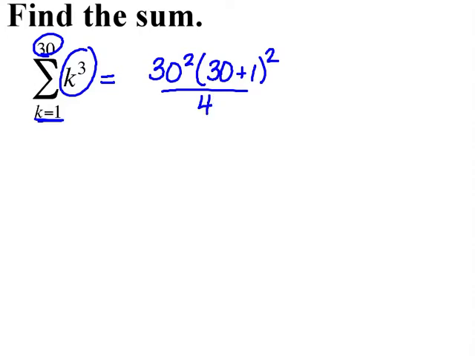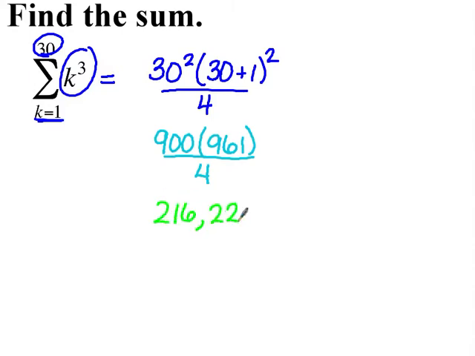Now all we need to do is calculate that. We know 30 squared is 900. 31 squared should be 961. And we're going to divide that by 4. When we divide that by 4, we end up getting 216,000. And there you go. Obviously these formulas save you quite a bit of time as opposed to calculating them manually.